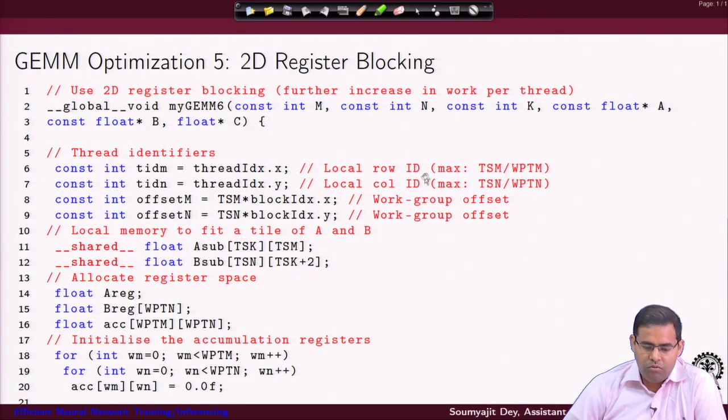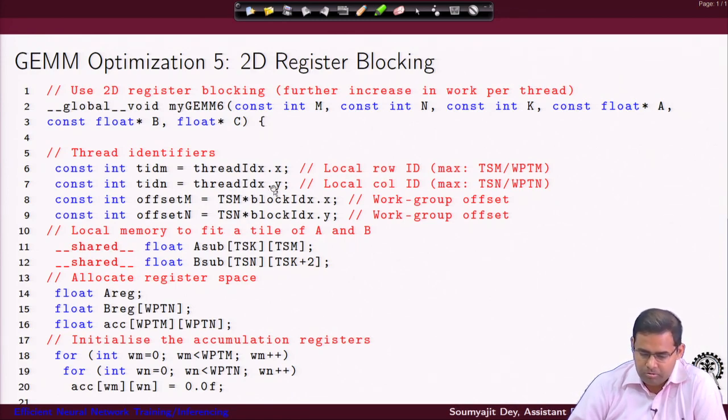So, what will be my basic steps when I am going to execute this 2D register blocking? Of course, one thing is to be sure that I am increasing the work per thread further by using this optimization. For each thread we will initiate the following local variables. So, let us say I define TIDM and TIDN just for noting down the local thread IDs with respect to the columns and the rows, right.